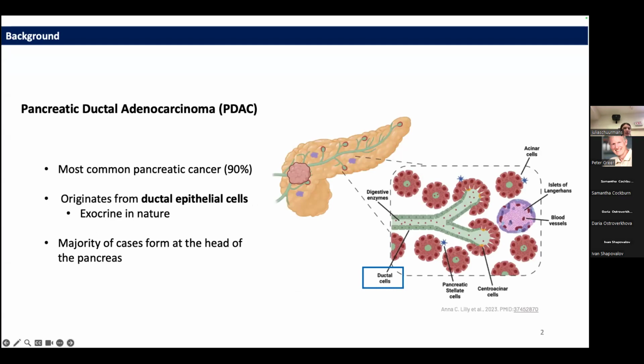And it's different from other pancreatic cancers because I'm just getting a laser pointer here. Can you see that? Yeah, perfect.